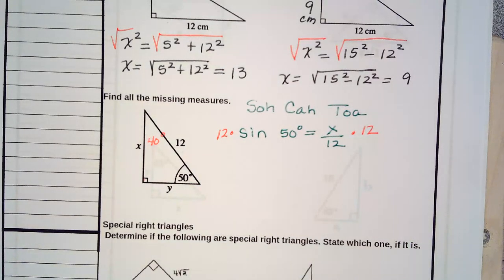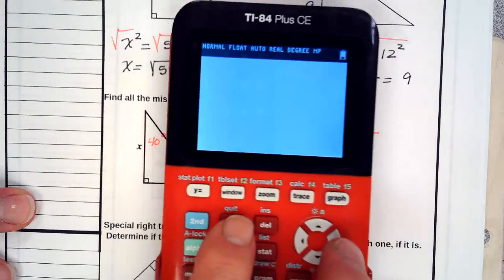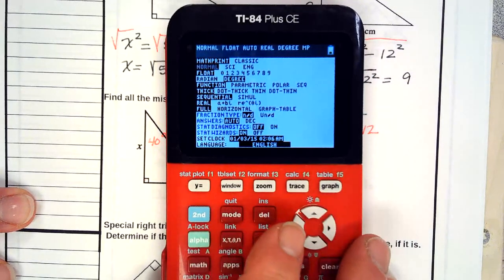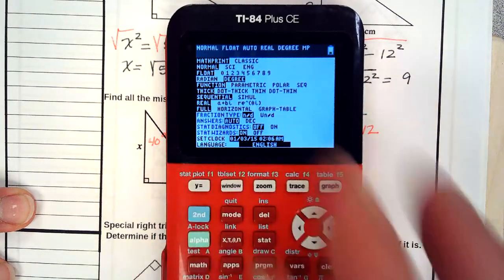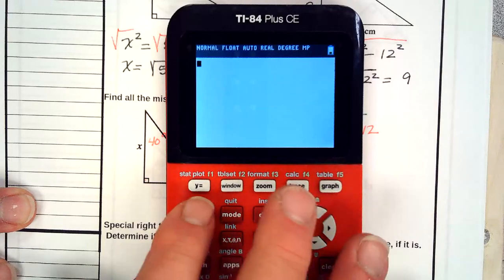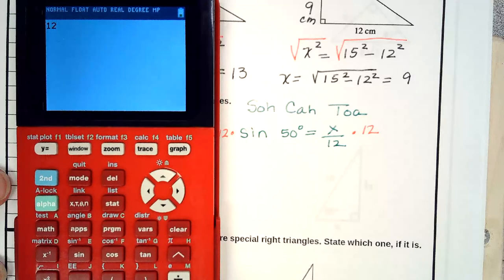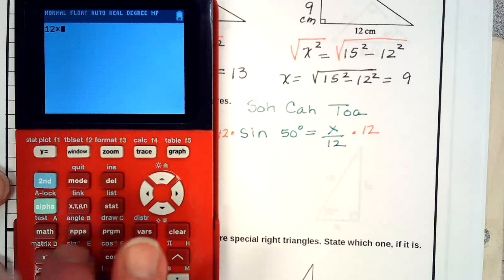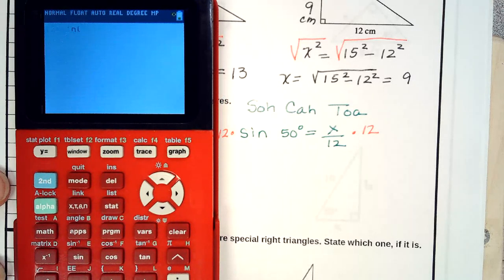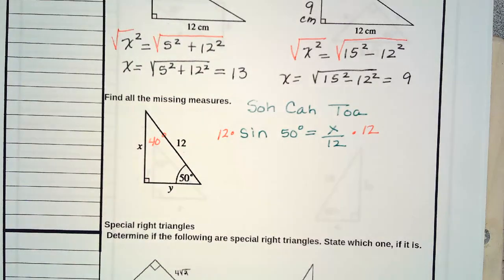So 12 times. Okay, once again, I'm going to check and make sure I'm in the correct mode. I am in degree mode, so I'm doing good there. So 12 times the sine of 50, and I get 9.192. So this is approximately 9.19.